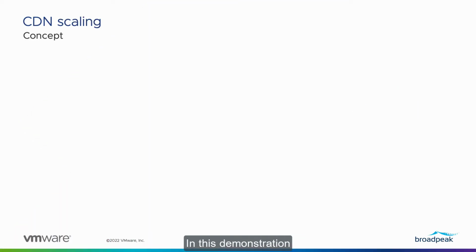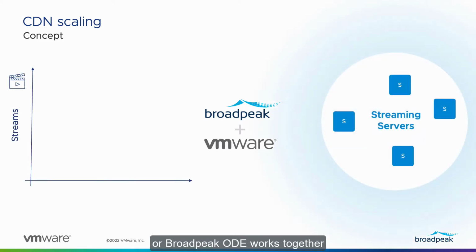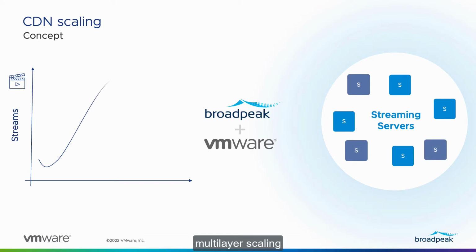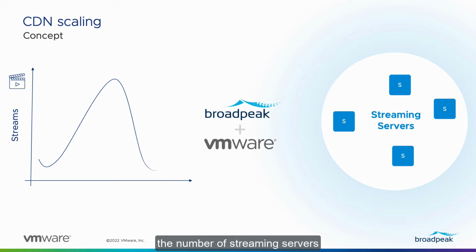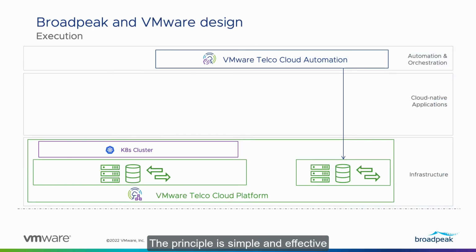In this demonstration, you will see how Broadpeak Open Dynamic and Elastic CDN, or Broadpeak ODE, works together with VMware Telco Cloud Automation's multi-layer scaling to deliver a solution capable of increasing or decreasing the number of streaming servers based on real-time traffic conditions. The principle is simple and effective.